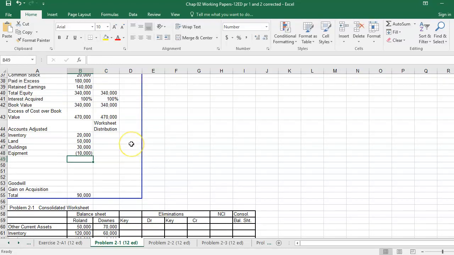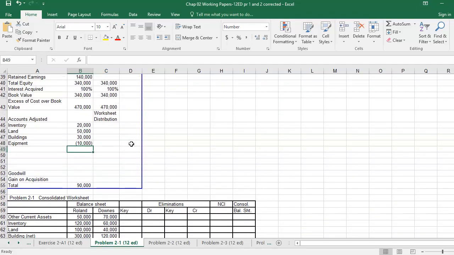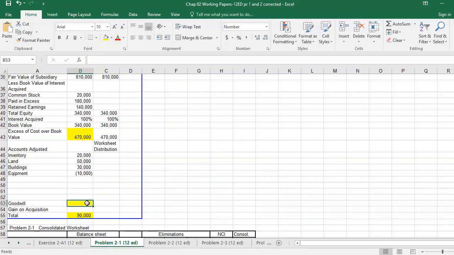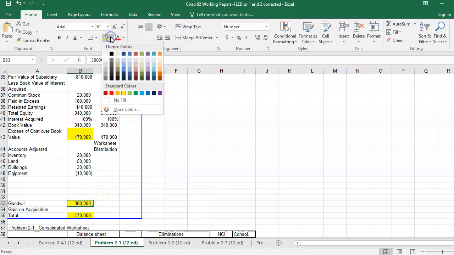Okay, now we have to equal this total right here, this number right here needs to equal this excess of 470. Okay, right now it's only at $90,000, but notice we have this goodwill right here. Okay, so you need to add in this goodwill of 380. And when you put in the goodwill of 380, it all balances out. Okay. I'm actually going to make this a different color.